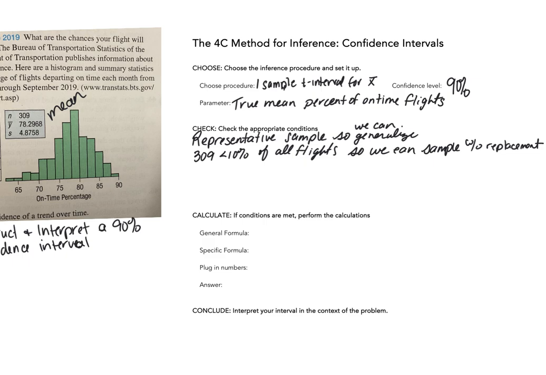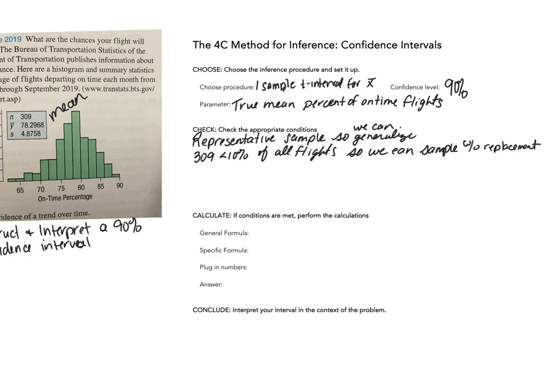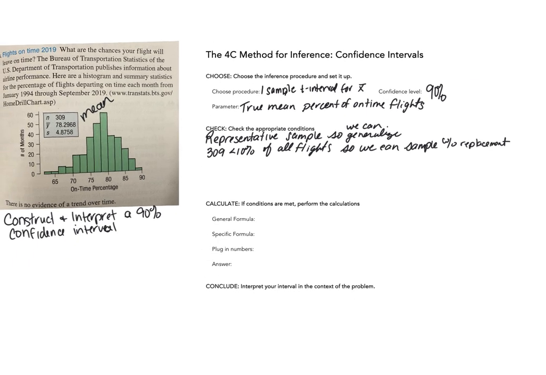And the last is normal or large counts. So it doesn't tell us that the population of on-time percentages is normal. It's giving us a histogram, and we don't see any extreme skew or outliers. So it's safe to use the normal model. And then we can also say that our sample size is greater than 30, and therefore we can use the central limit theorem as well. So we're going to talk about both. 309 is greater than or equal to 30, so the central limit theorem applies.